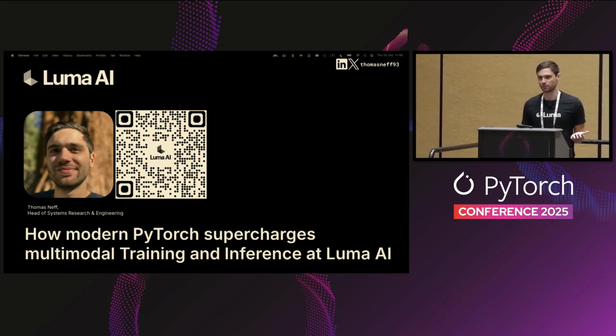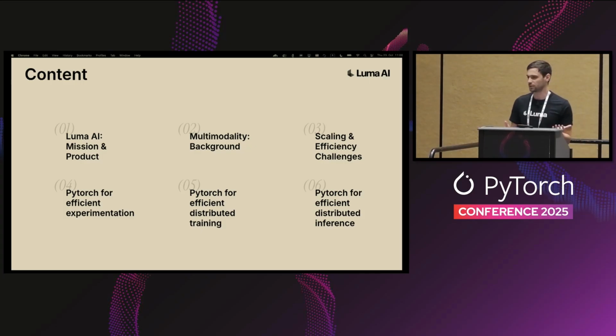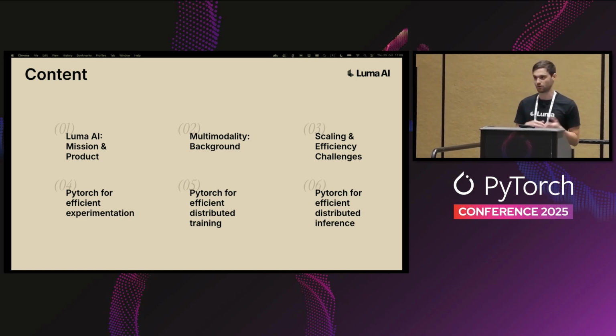I'm super excited to welcome a bunch of you here, and I hope I can share some interesting insights on how we scale up our training and inference runs with PyTorch. First, I'm going to be talking a bit about what we do at Luma AI, so you have a bit of context on the challenges that we're facing. I'm going to give a brief background on some of the specific challenges for multimodality when it comes to scaling and efficiency. And then I'm going to go through some examples of actual things that we are doing to efficiently experiment with PyTorch, to run distributed training efficiently, and also to do distributed inference efficiently.